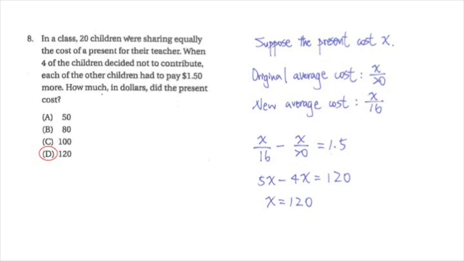Question 8. In a class, 20 children were sharing equally the cost of a present for the teacher, and then 4 of the children decided not to contribute, then each of the other children needs to pay $1.5 more. We're asked how much the present cost.